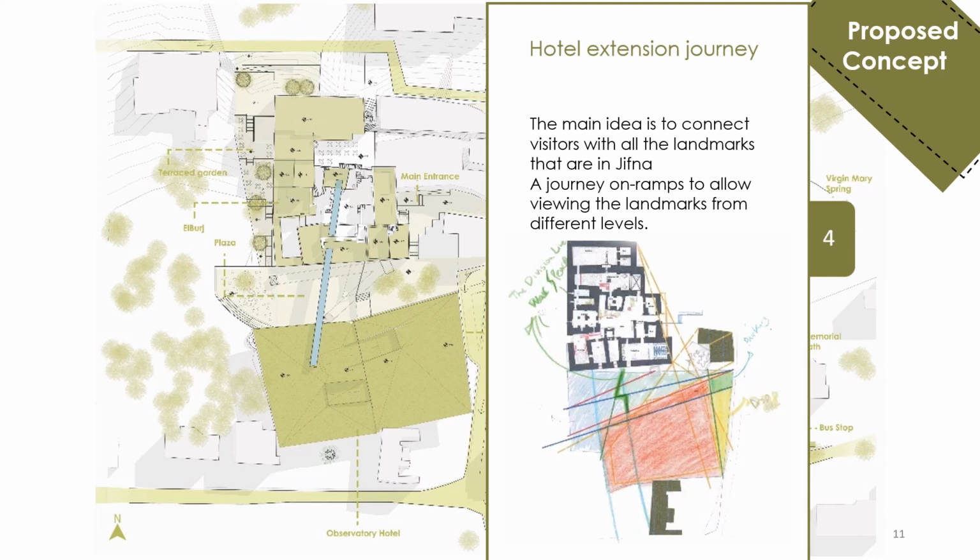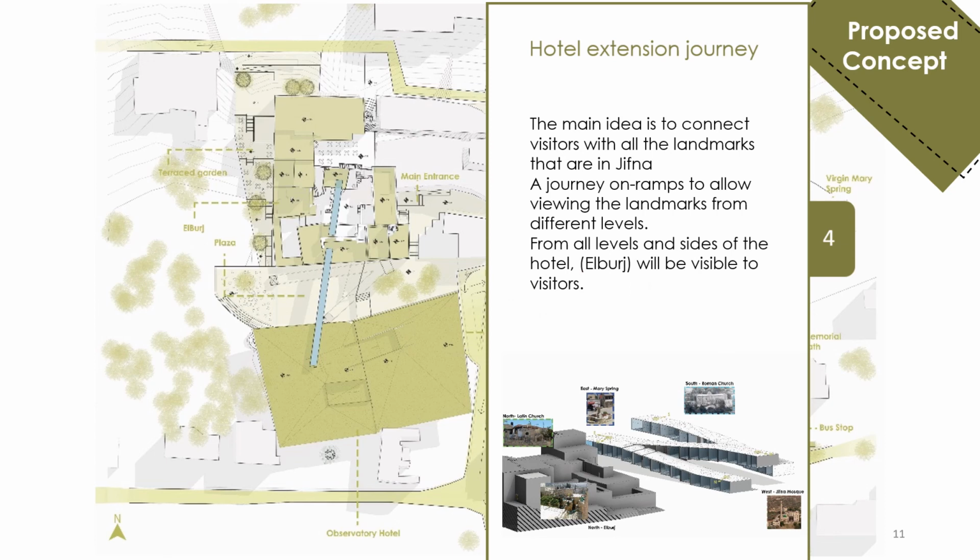And from that, these zones were created and the volumes were created on different levels, using topography to create different views from different sides. However, the most important aspect is the main connection between Al Burj and the hotel, that it's always going to be visually connected from all sides of the hotel.